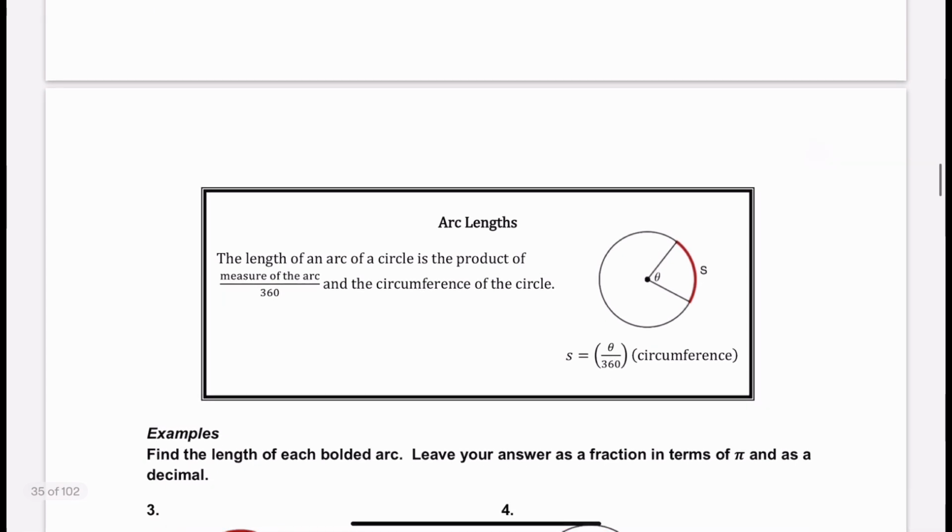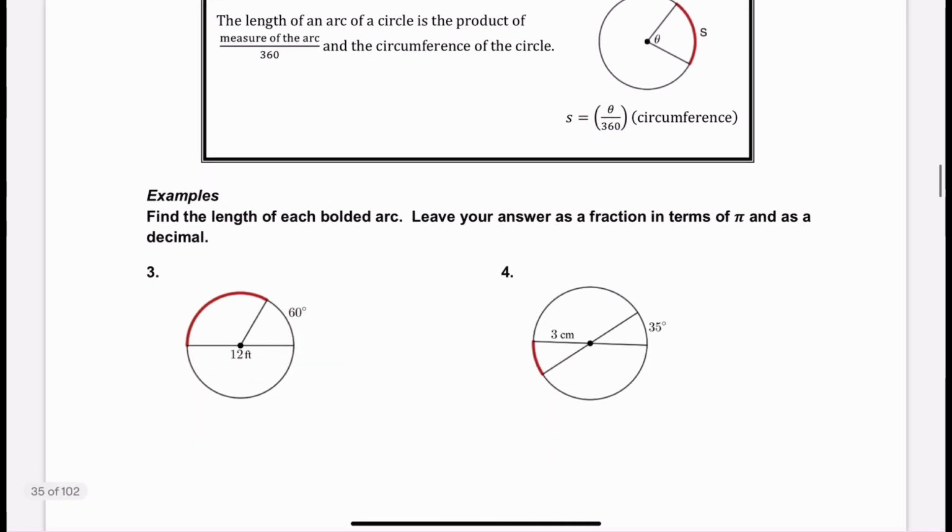If I want to find the length of an arc, I'm going to find the circumference of the whole circle, but then I don't have the whole circle, I only have this piece. So I'm going to take my angle and divide it by the total degrees of 360. That will give me the fraction of the circle for this arc length.